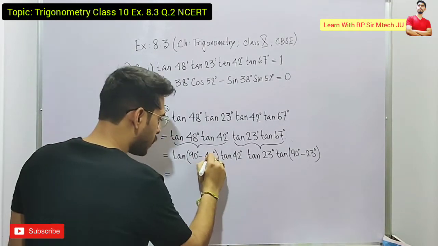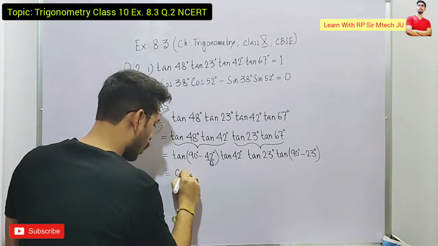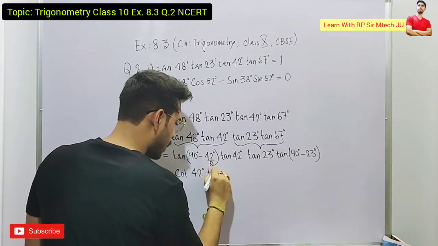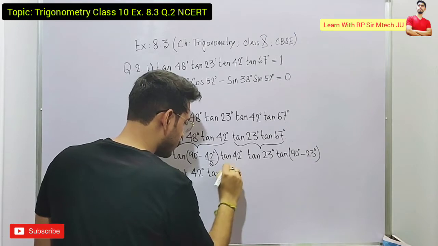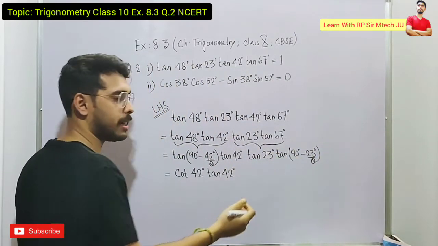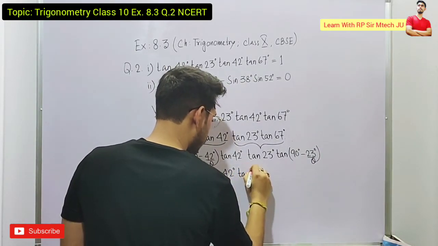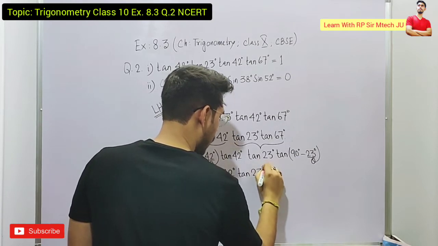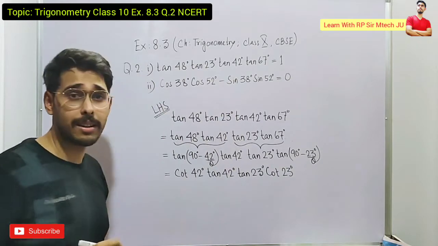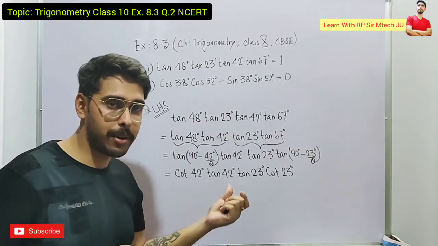Now this 42 becomes the first theta. So tan of 90 minus theta is what? Cot theta. That is cot 42, and tan 42, right? And here it is the second theta. So tan of 90 minus theta, again this is cot theta. So again we have tan 23 and cot 23, right?